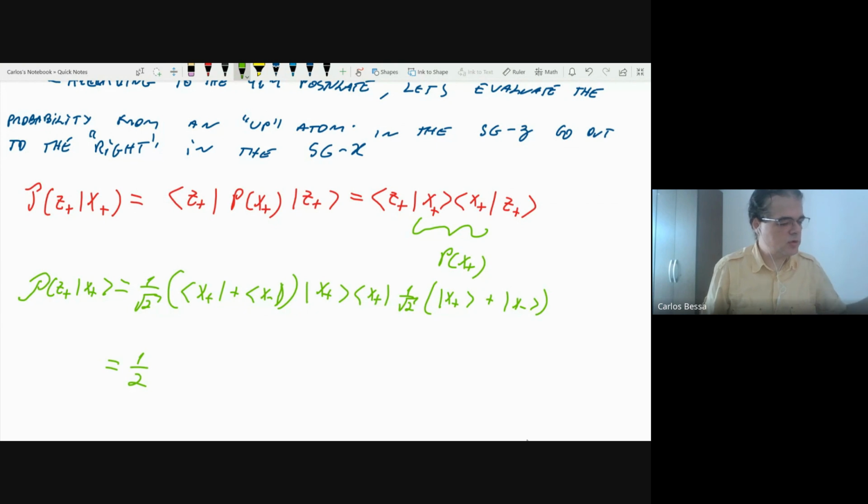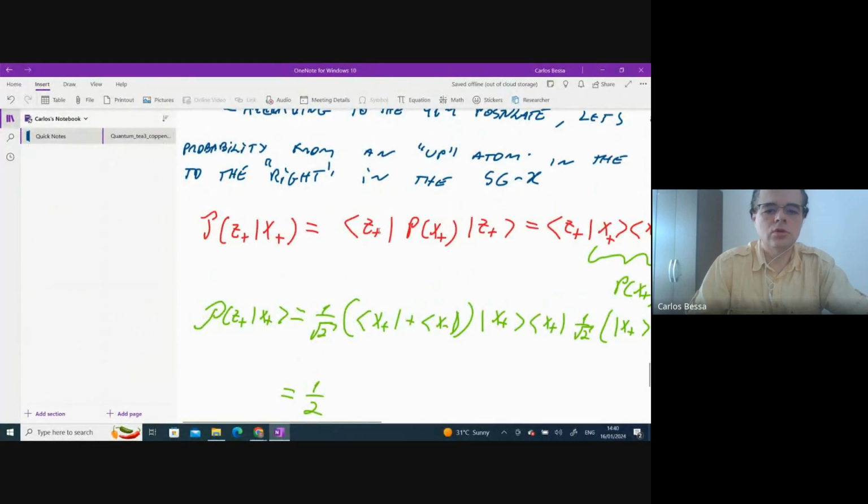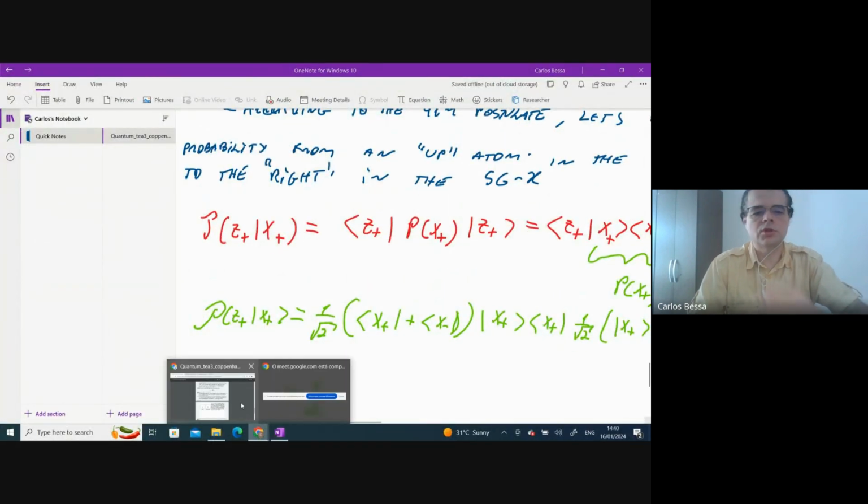So this is the view for the Copenhagen interpretation. And we could do more complicated things, put another sequence of Stern-Gerlach and make the calculations, but it's the same idea in the end. So, okay, this is what I have to show. It's open for discussion.